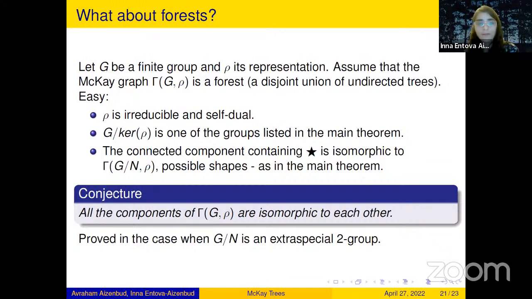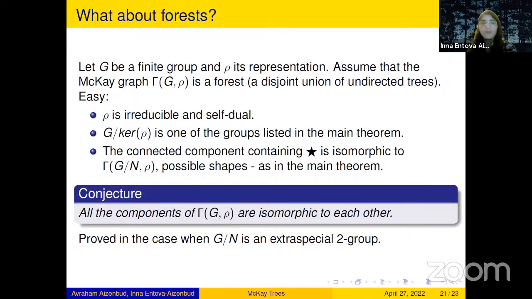And so this immediately means that we can use our previous classification to say that at least the connected component containing star can be described by the shapes which we list in the main theorem. And in particular, the group G modulo kernel is also one of the groups listed in the main theorem, and rho would be the corresponding representation of this quotient.